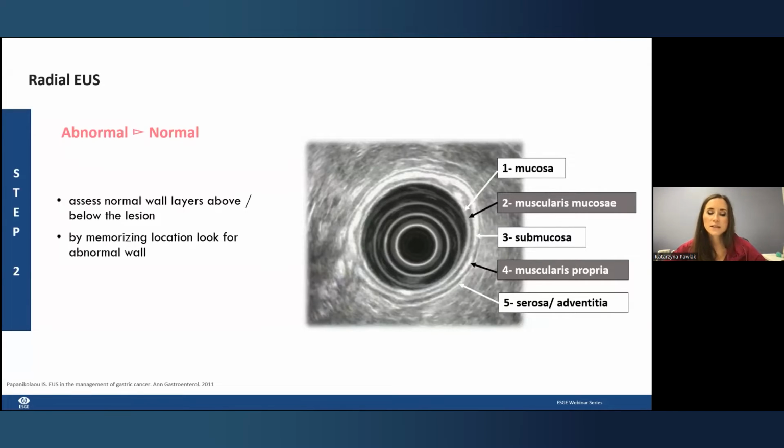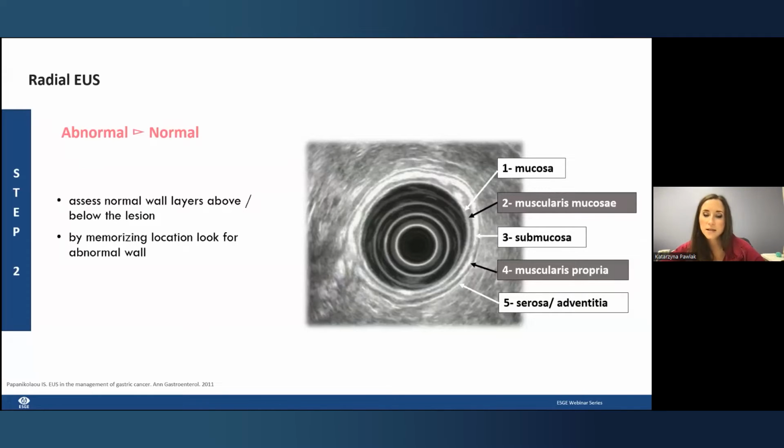So we advance our probe, and what should we look for? The first step, I think, in terms of radial EUS assessment is checking what's normal if we want to determine what's abnormal. This is, I think, the basic view from the radial EUS. We have to see the appearance of the normal wall layers above or below the lesion. And it's a typical standard view.